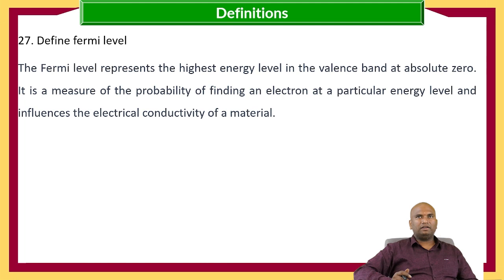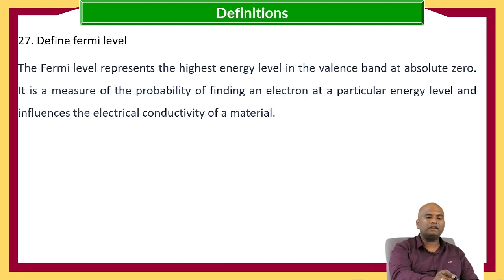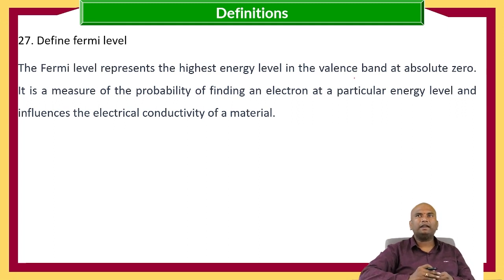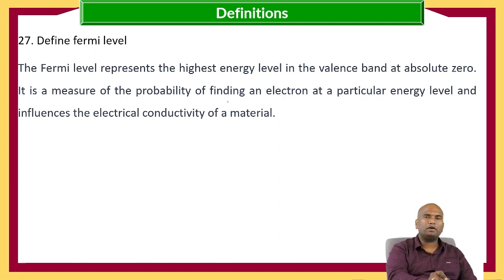Define Fermi level. The Fermi level represents the highest energy level in the valence band at absolute zero, and it is a measure of the probability of finding an electron at a particular energy level and influences the electrical conductivity of a material.